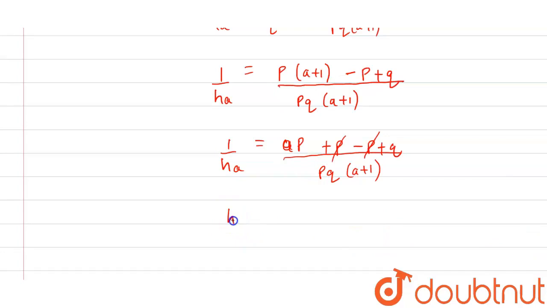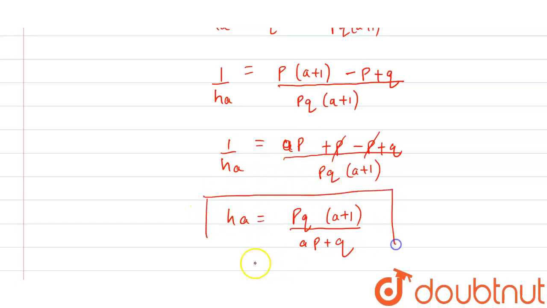So we get h of a is equal to pq multiplied by (a plus 1), taking this term to this side and ha to the other side, divided by (ap plus q). This is the value of ha that we get.